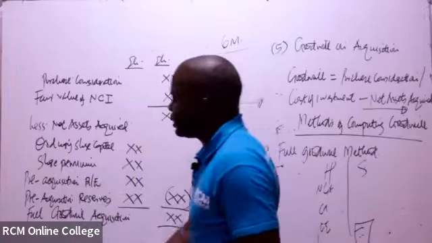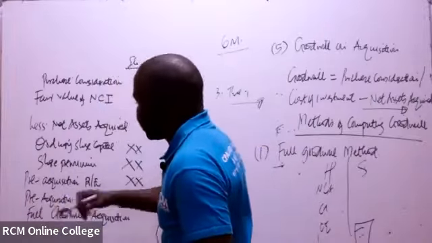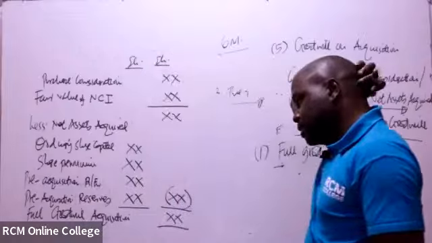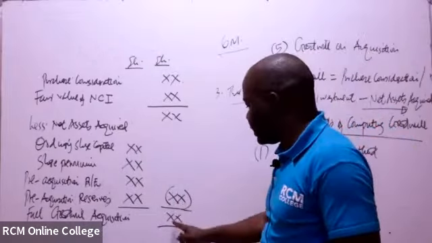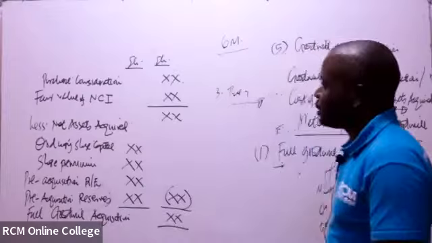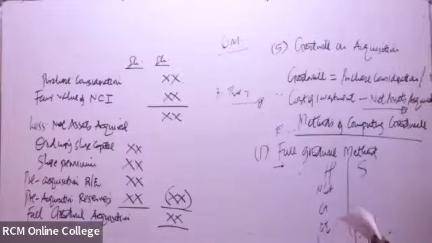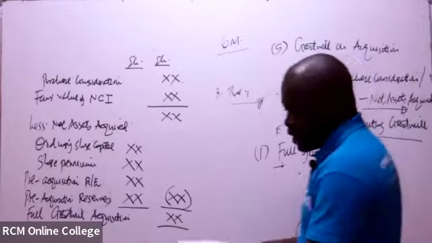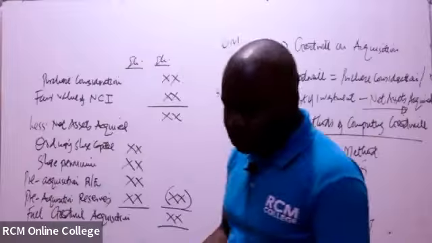But now you pick the ones that were there before the company was acquired. You bring them here, you add, then you deduct. When you deduct, you get the full goodwill on acquisition. So in this case, you use the full goodwill method.